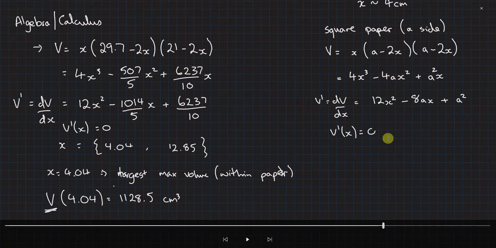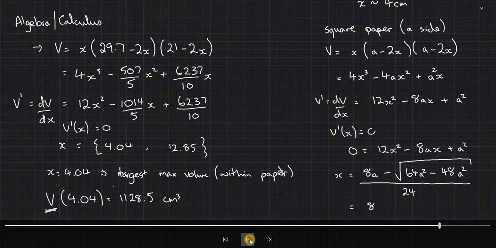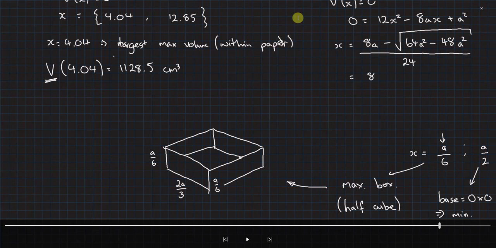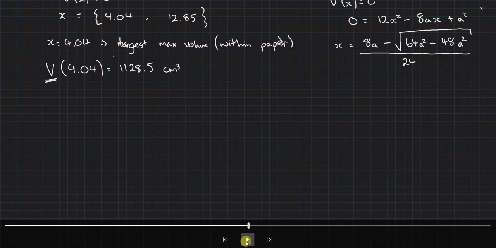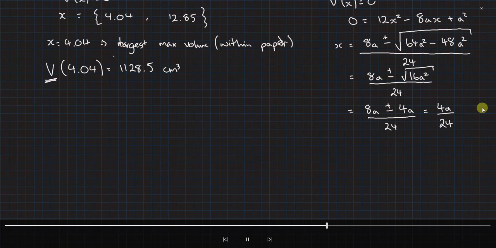Differentiate it to find out where the max box is going to be, and make sure that is equal to 0. We get a quadratic. We're going to solve that quadratic in terms of a. So using quadratic formula, plus minus 6x squared, so this 16a squared becomes a plus minus 4a squared, and we get two solutions again. When we put them in and simplify, we get 4a over 24, or 12a over 24. Notice 4a over 12 simplifies down to a over 6, and the other to a over 2. And in a moment we'll make a note about what this gives you. This is our max box solution.